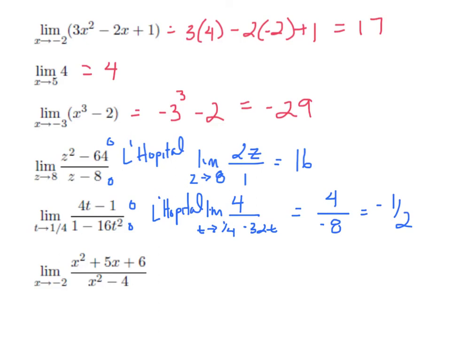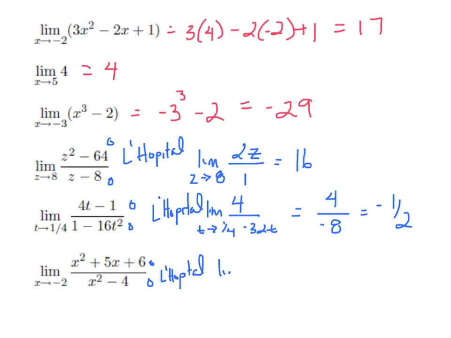Okay. Last one. Plugging this in, negative 2 squared is 4. Minus 10 is negative 6. Plus 6 is 0. Down here, negative 2 squared is 4. Minus 4 is 0. So once again, we've got 0 over 0. We invoke L'Hopital.